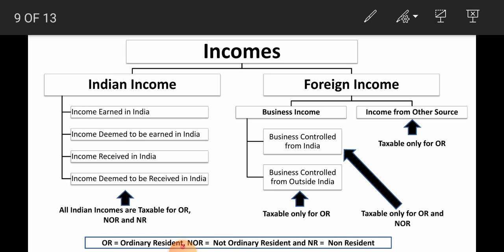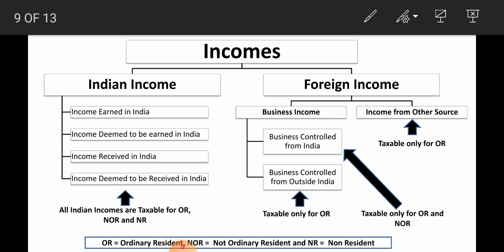So he has to pay tax on all the incomes which he is receiving in India, as he belongs to India. He has been resident in India, so he has to pay tax on all types of incomes. So two points are very clear. Ordinarily resident will pay tax on all types of incomes, and non-resident will pay tax only on Indian incomes.